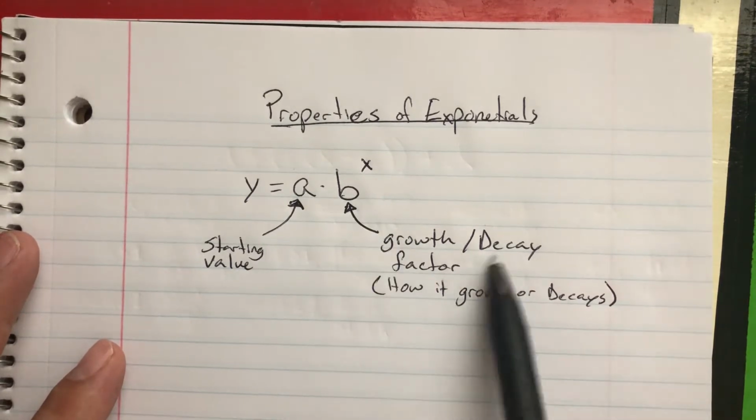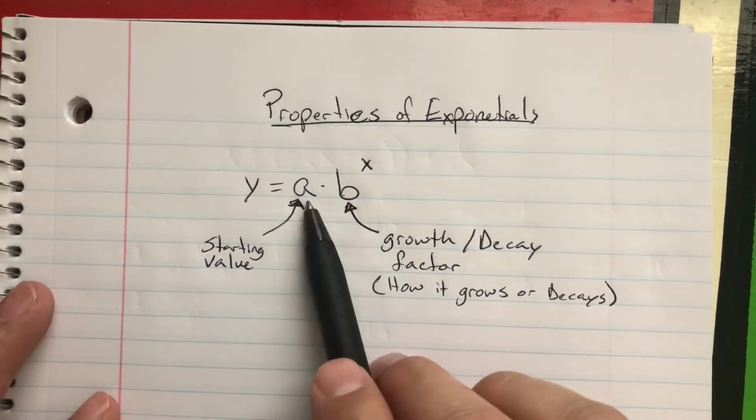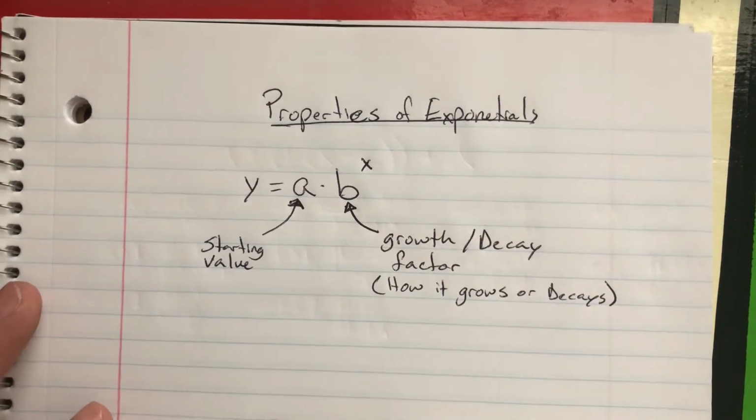So we call that the growth or decay factor. So this is how it grows or decays. And then our a value, the number in front of that, would be our starting value.